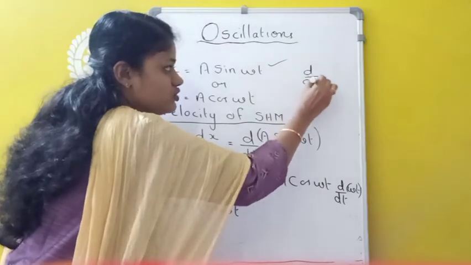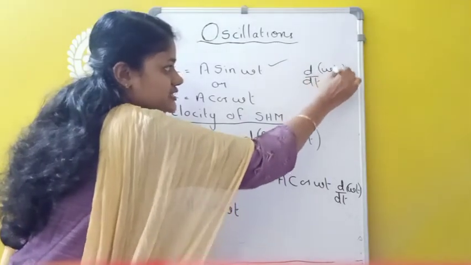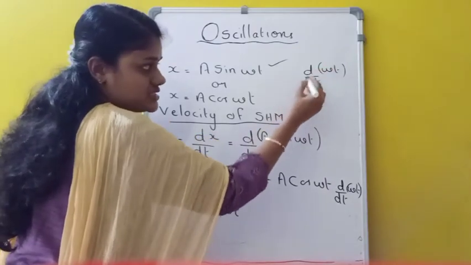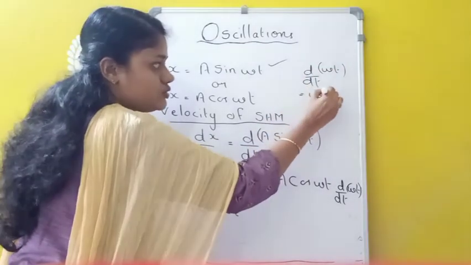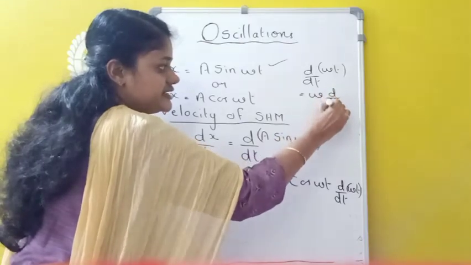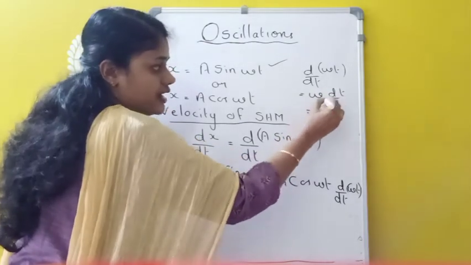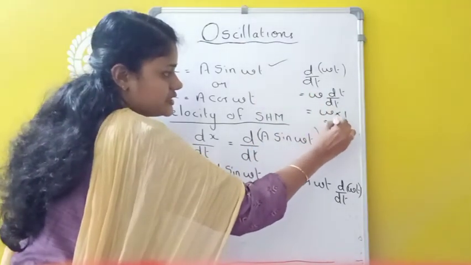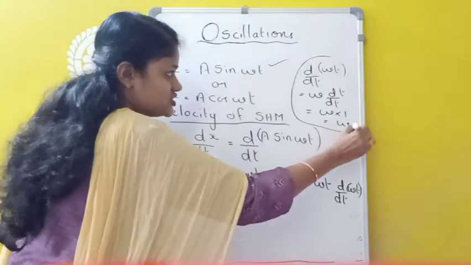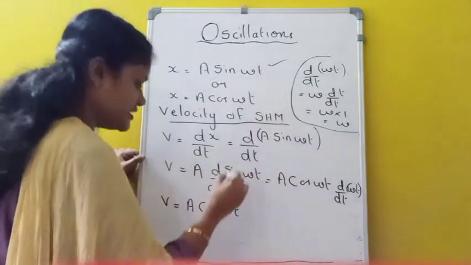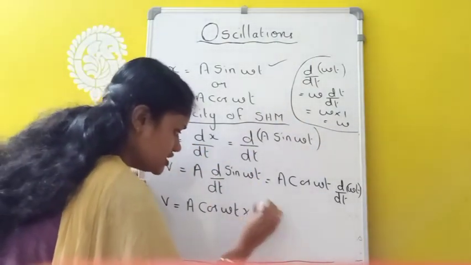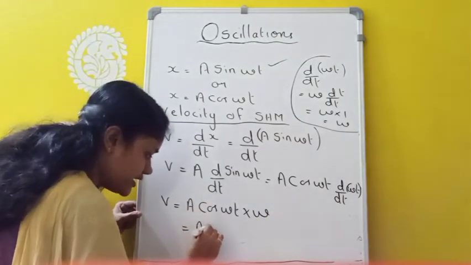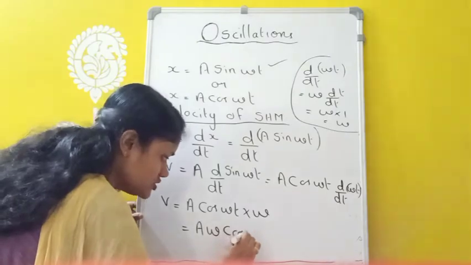Here the varying quantity is t, which means omega is a constant and we can take it outside. So omega into d by dt of t, and d by dt of t is 1. So omega into 1 is omega. So instead of d by dt of omega t, we can write omega. That gives v equals a omega cos omega t.